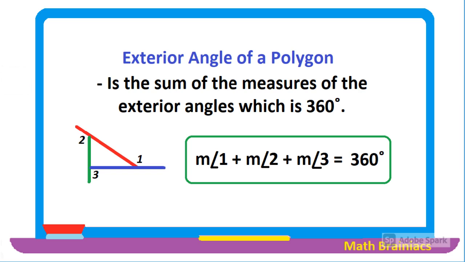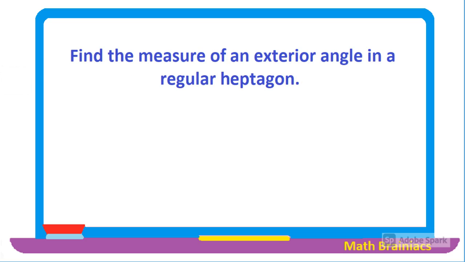The sum of the measures of the exterior angles of a polygon is always equal to 360 degrees. No matter how many sides the polygon has, the sum of the exterior angles is always equal to 360 degrees. Let us work on this example so that you will be guided.